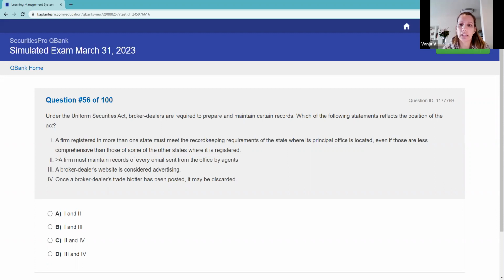That's definitely not true. So 4 is out of the question. Right. 1, I know for a fact it is true. You're correct, obviously. A and B, 1 is an option. Okay, so let's see. A firm must maintain records of every email sent from the office by agents. A broker-dealer website is considered advertising.